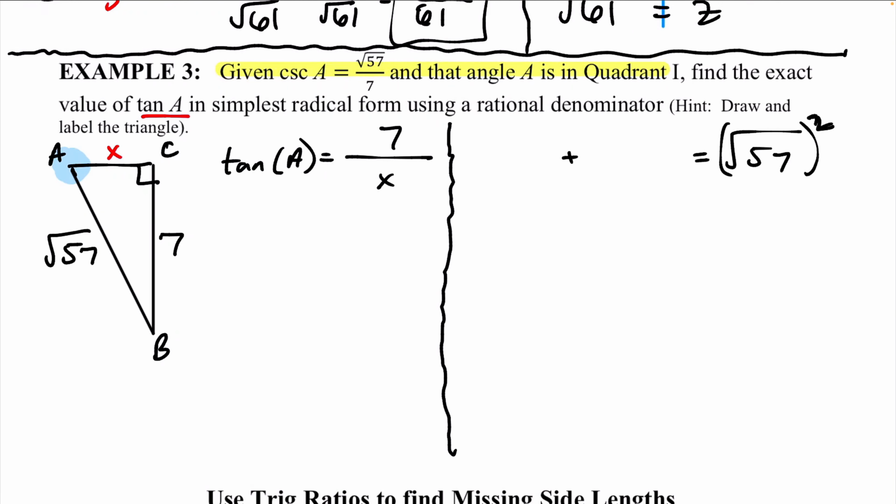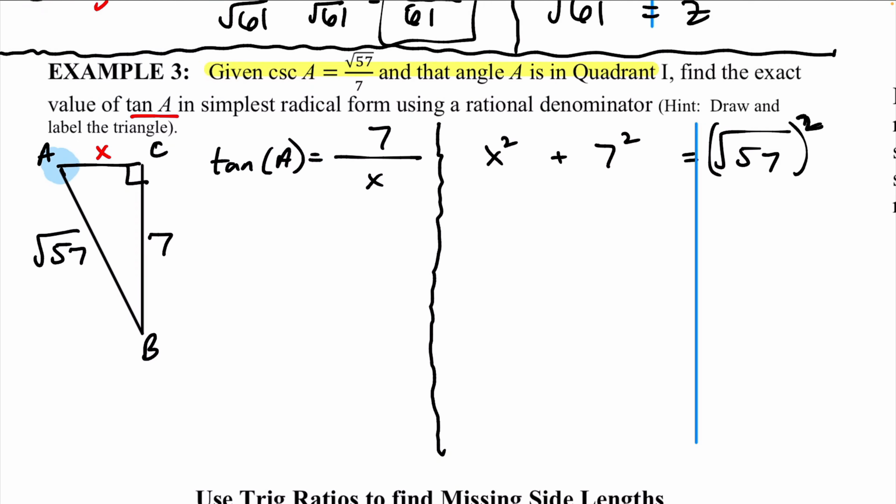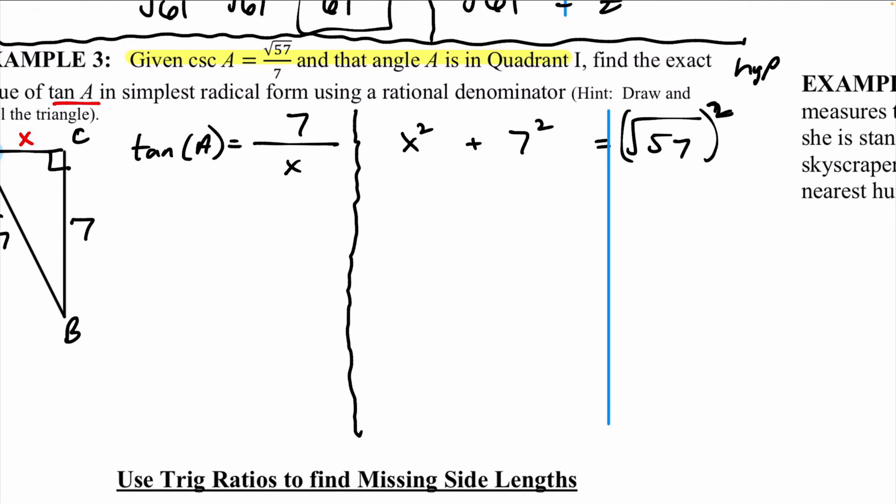So I have X, and I have 7. Remember, hypotenuse goes on the opposite side. X squared, I don't know. But 7 squared, I do know. 49. What is the square root of 57 squared? Use your calculator if you don't know. It's 57. Some of you guys remember from last chapter or the chapter before, if you square a square root, it just disappears.